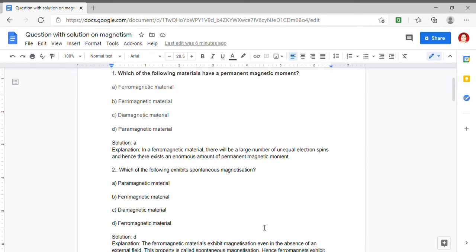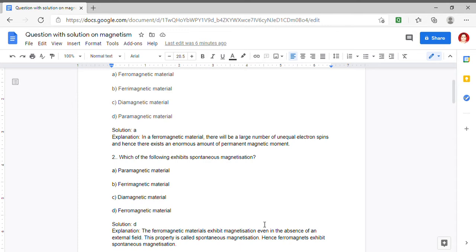Now, the other question which we are going to discuss is, which of the following materials exhibit spontaneous magnetization? Paramagnetic, ferrimagnetic, diamagnetic or ferromagnetic. Among these, we have to discuss the spontaneous magnetization in a material. Spontaneous magnetization is the appearance of ordered spin state at zero applied magnetic field. Among these materials, it exhibits in ferromagnetic material. That means these materials show magnetization even in the absence of any external applied field. So the correct answer among the options given is D, that is ferromagnetic materials. They exhibit spontaneous magnetization.